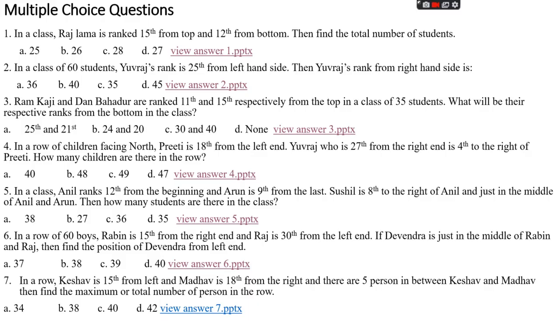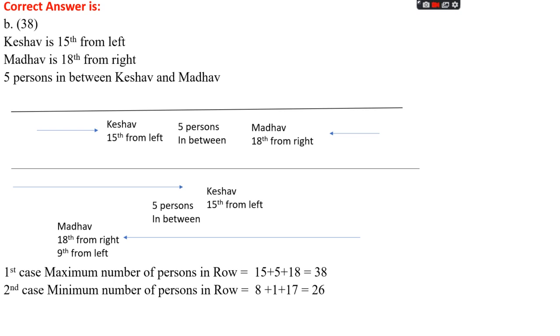Question number 7. In a row, Keshav is 15th from left and Madhav is 18th from right, and there are 5 persons in between Keshav and Madhav. Then find the maximum total number of persons in the row. Option A, 34. Option B, 38. Option C, 40. Or option D, 42. The right answer is option B, which is 38.